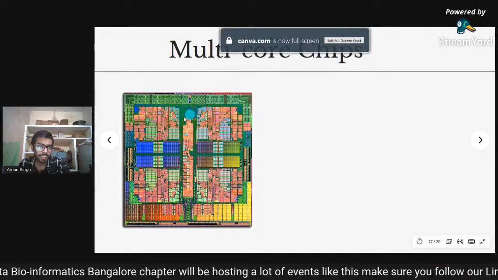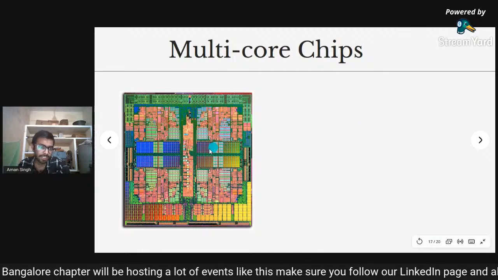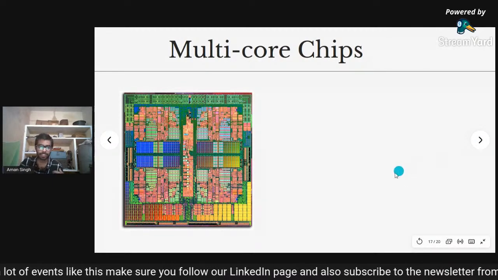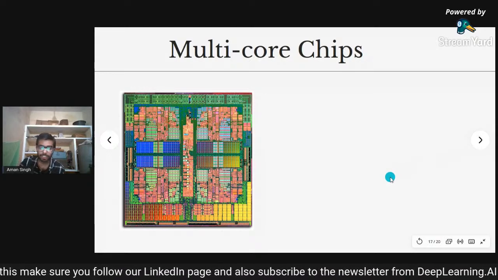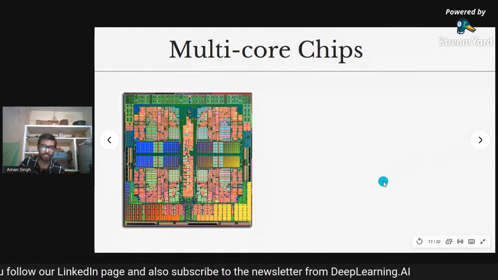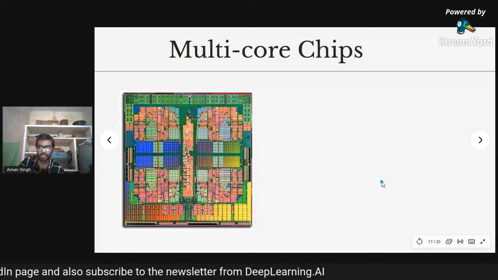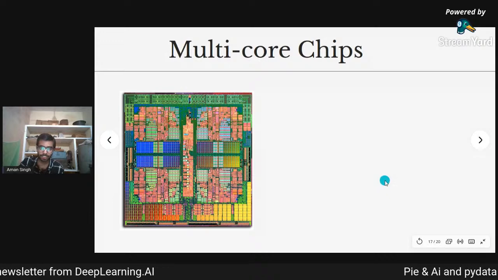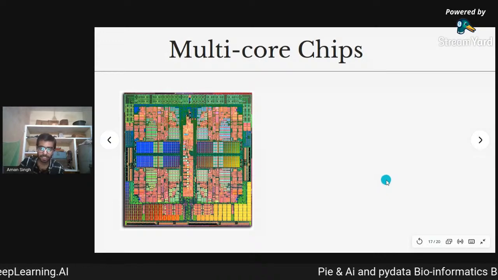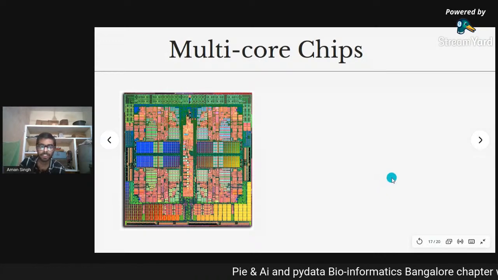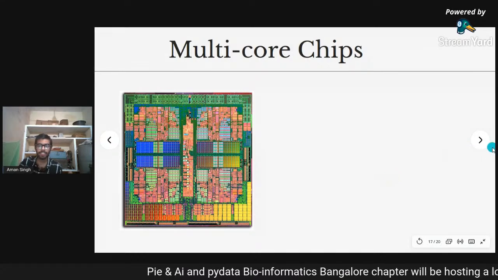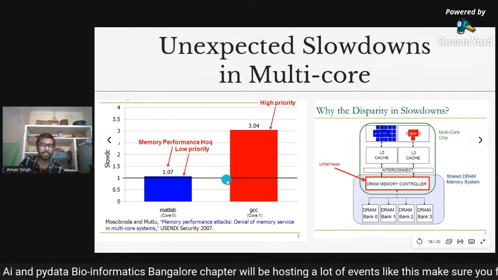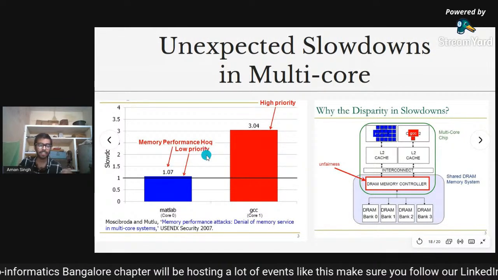This is there, multi-core chips. And with these chips, we assume that if you add more chips, the performance will definitely increase by that much. Like if you get work done in 2 days, then if you introduce one chip, then if you introduce two chips, you will get the work done in one day, something like that. But this doesn't happen because of the memory performance hog.